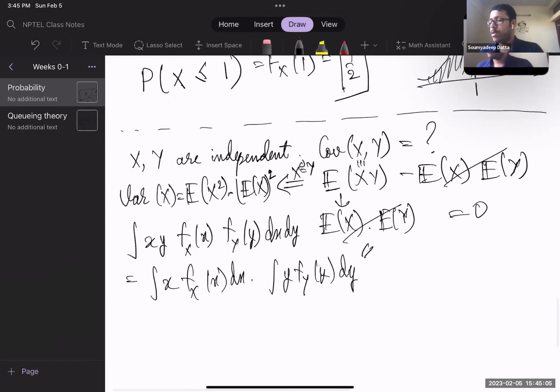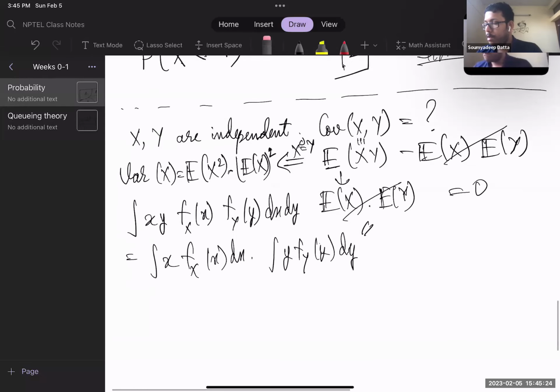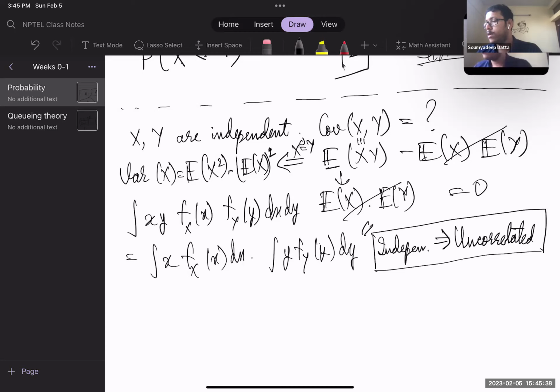So what we know is, if x and y are independent, the property of independence guarantees, at least in one direction, that independence implies uncorrelation. Does that make sense? Because I just proved it, right?